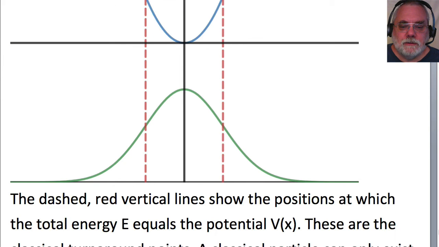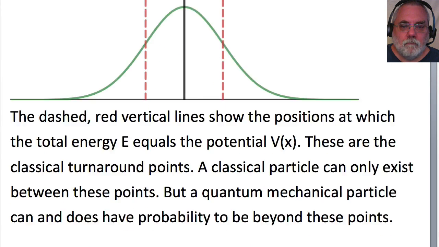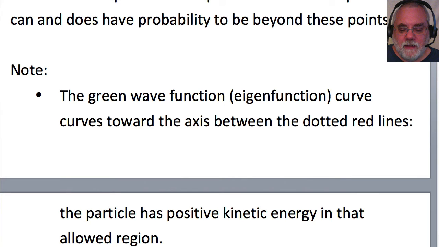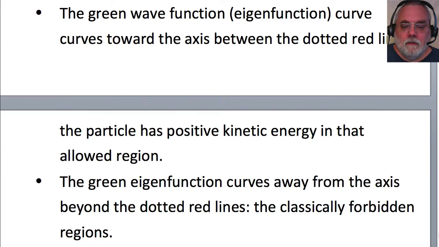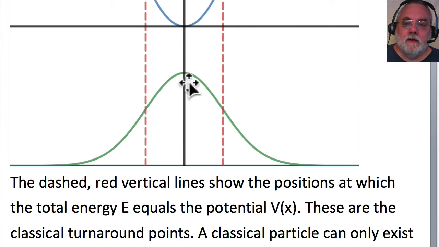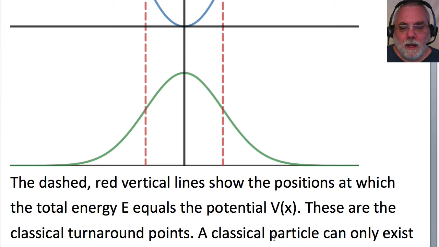So let's note some things. The green wave function, the eigenfunction curve, curves toward the axis between the dotted red lines. The particle has positive kinetic energy in that allowed region. The green eigenfunction curves away from the axis beyond the dotted red lines, the classically forbidden regions. So from here to here, it's curving toward the axis. Here it's curving away, and here it's curving away.